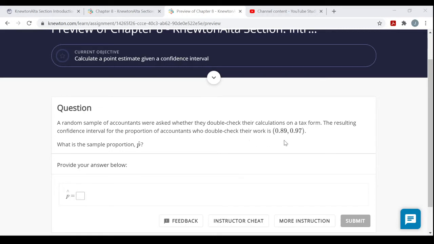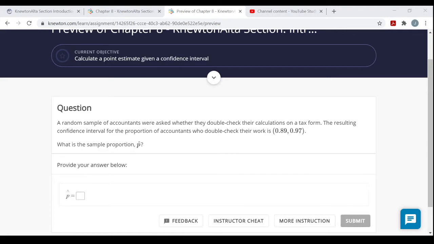To answer this question, we have to remember how a confidence interval estimate is formed. A confidence interval is a range of guesses as to what the population proportion is. It says we're reasonably confident that the percentage of all accountants that double check their work is between 89% and 97%. But we're asked, for this one sample, what was the proportion? What was the p hat?